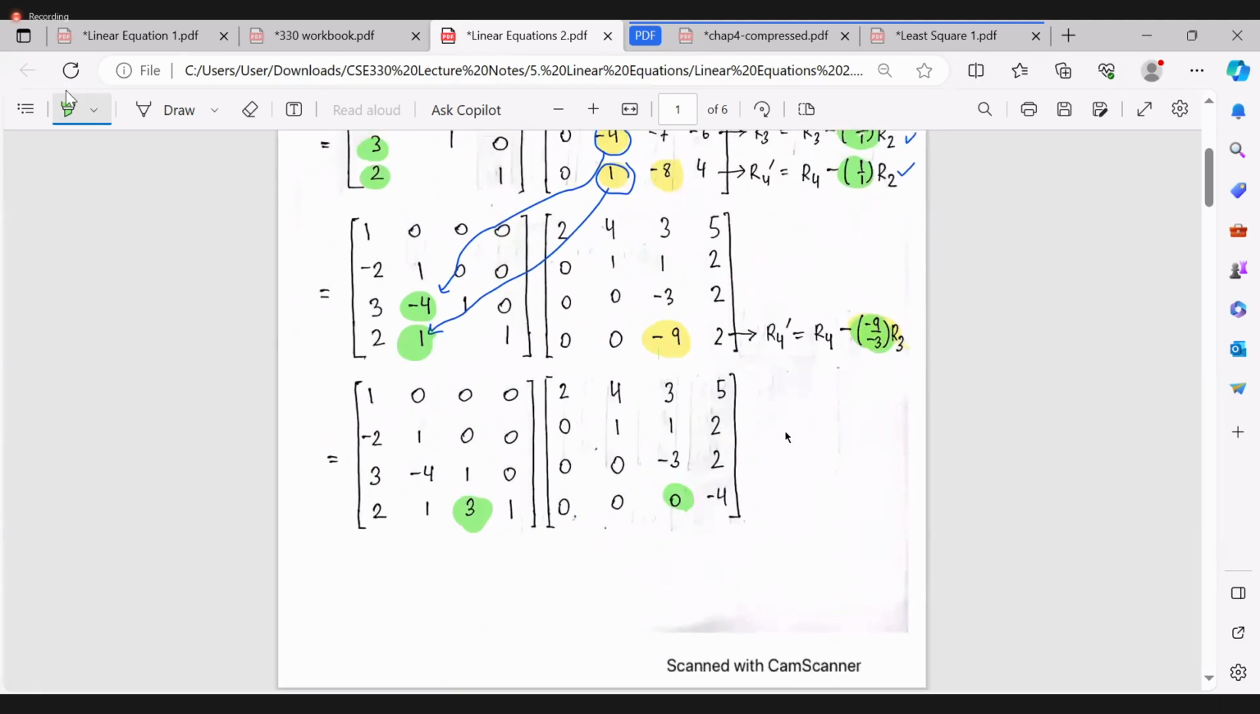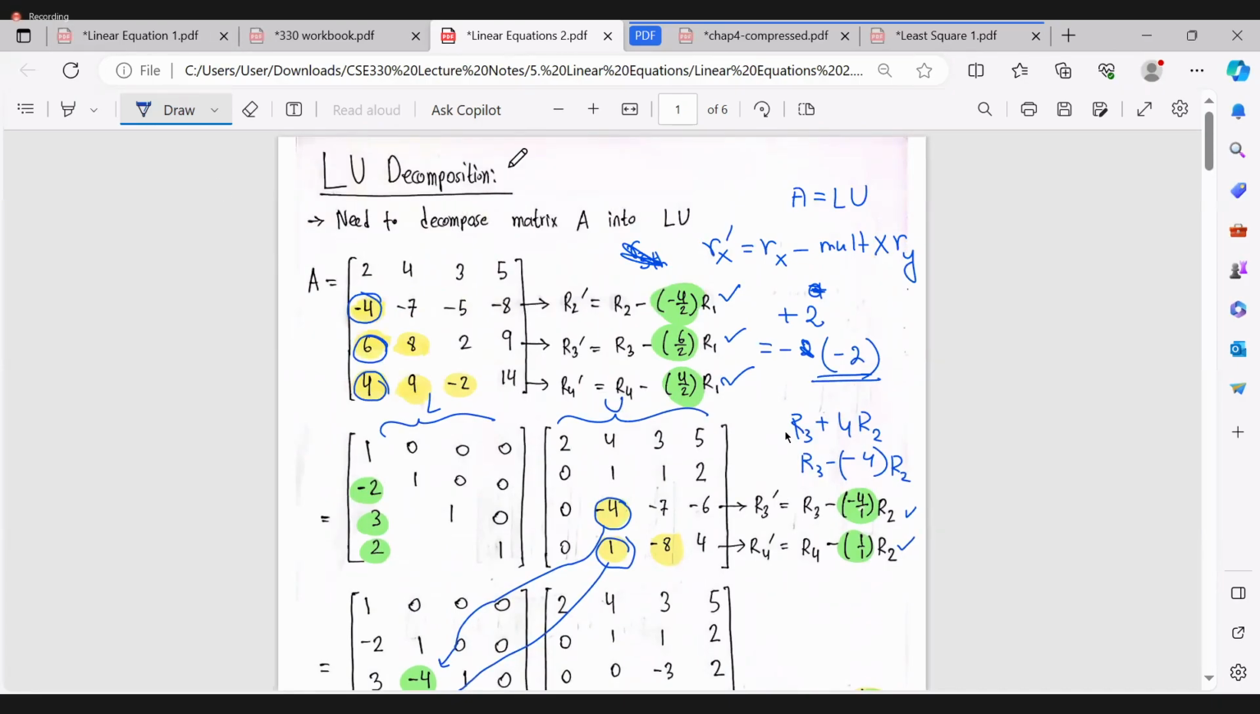So you see that the value that you write in here, this is a U matrix, right? This is an upper triangular matrix. And this is the lower triangular matrix. So you have successfully decomposed A into L and U. If you multiply L and U together, you get A back.